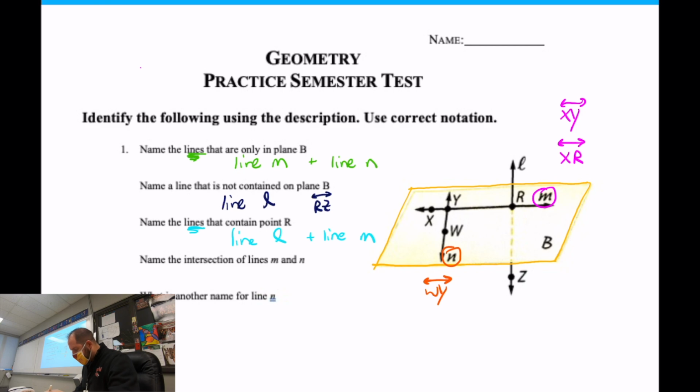So M and L are the ones that cross at R. If it has R, it's going to be going through R. So M and L are good. Now, if you want to use the two-letter system, RZ, YR, whatever you're going to call it, XR, XY, and it works. Okay. Questions up to this point?